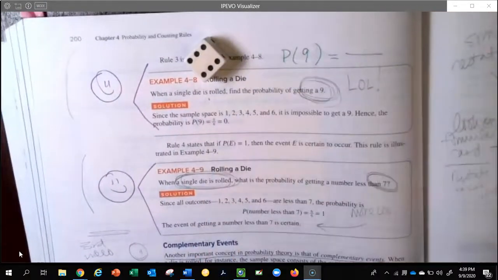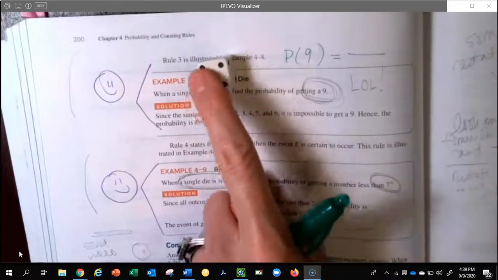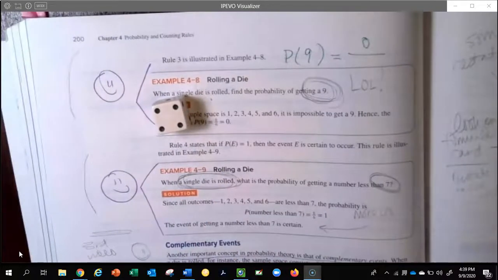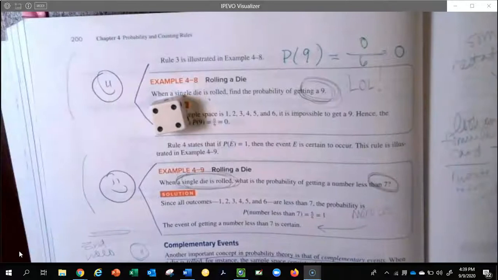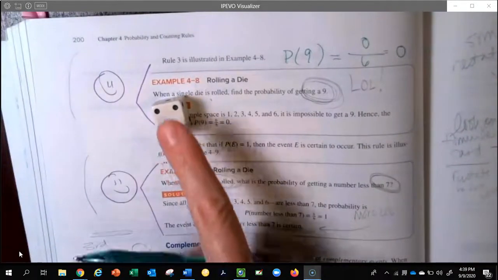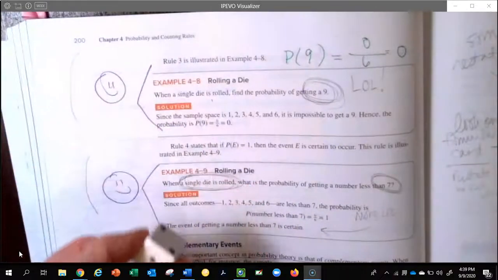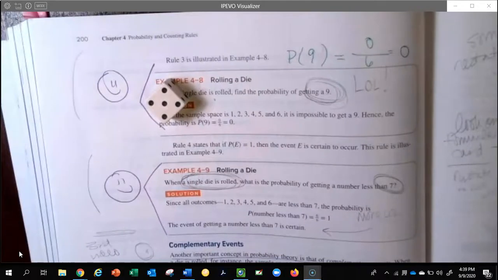The probability is, okay, I have to put in the numerator how many sides have a 9 on them. How many sides have a 9? Well, none. Out of how many sides? Still 6. And so it's a 0. It's not going to happen because there ain't no 9 on this die. I know there are different dice out there, but this one, basic, it's not happening.